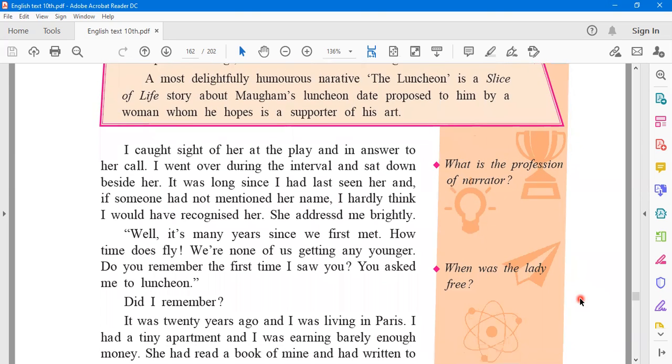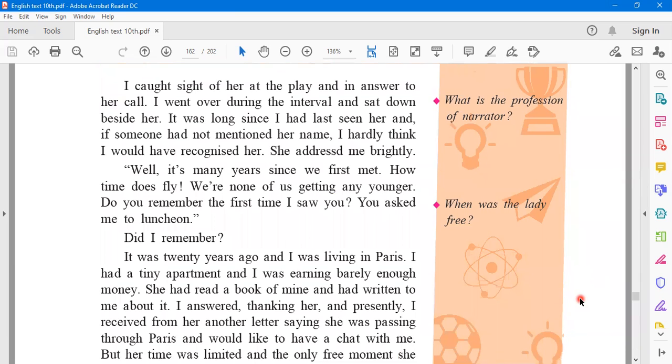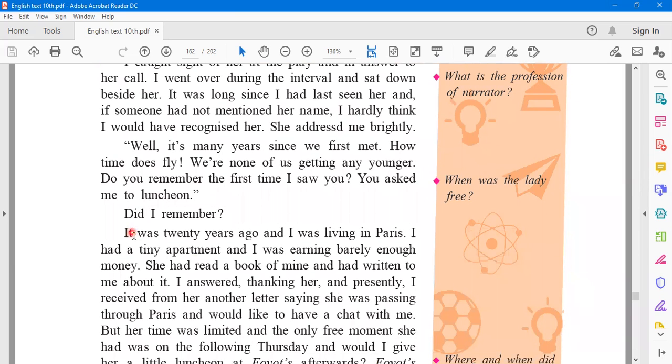It was 20 years ago, and I was living in Paris. I had a tiny apartment. I was earning barely enough money. Tiny, very small apartment, a flat. He was living in Paris. The incident goes back. From here, it is flashback.